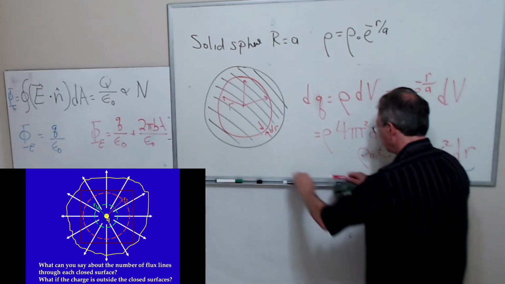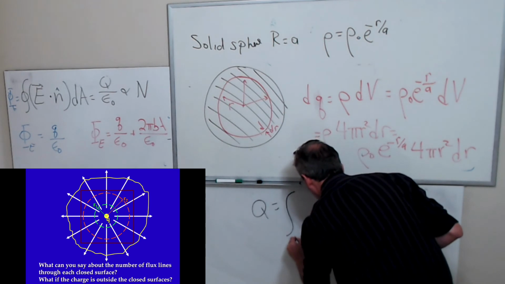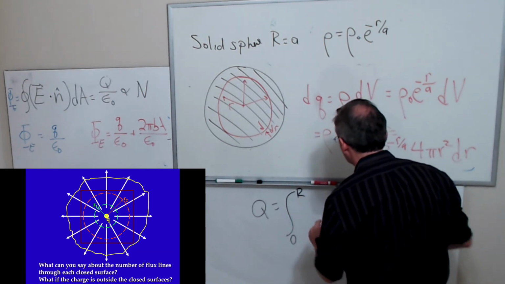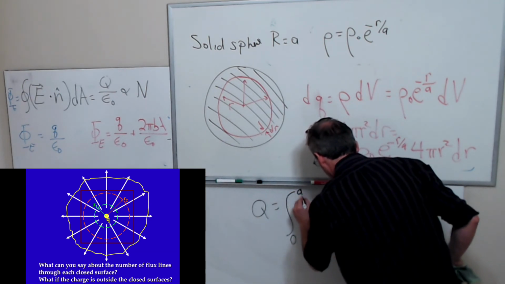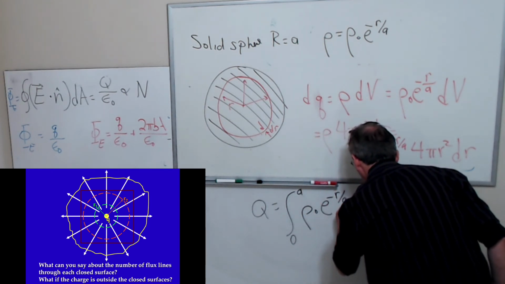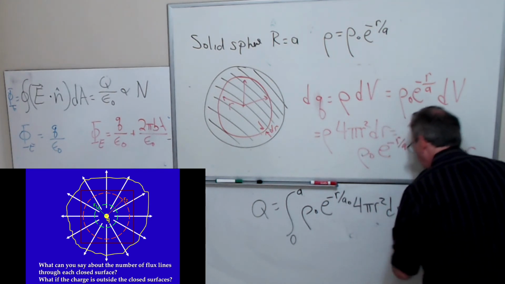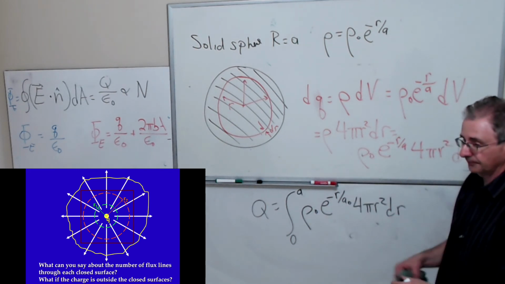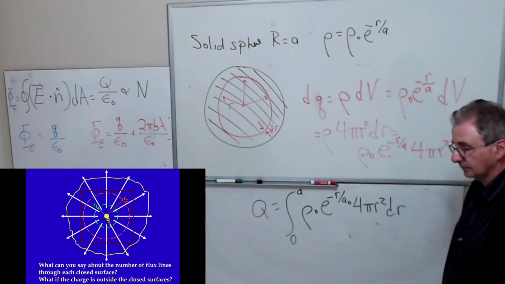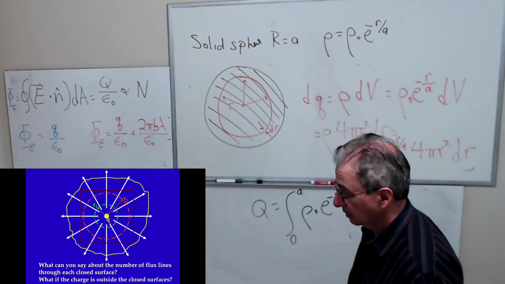So then, my total charge Q is going to be the integral over all these spheres. And that'll give you Q. That's part A. Is that okay? Chase and Jacob?